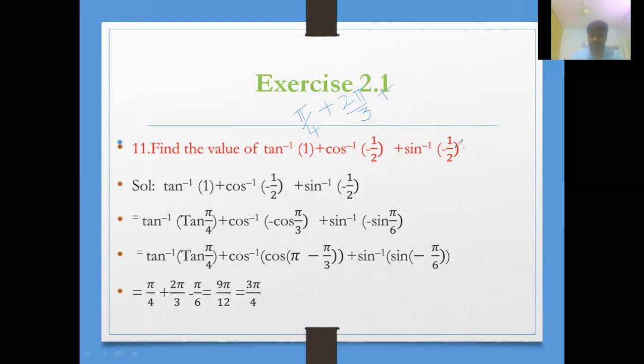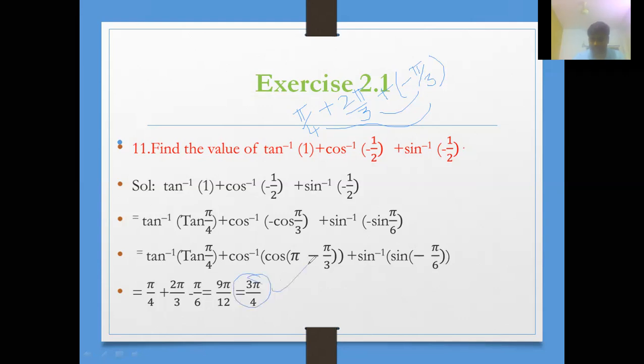Now sin inverse of minus 1 by 2. Minus 1 by 2 means minus 30. Can I write minus 30? Minus 30 is there in its range. Yes. So I can write minus pi by 3 for the last expression. Now tell me, what is the answer for this? See here, 2 pi by 3 minus pi by 3 is pi by 3. Finally, pi by 3 plus pi by 4. Pi by 3 is 60, pi by 4 is 45. 60 plus 45, what do you get? 105. 105 means 3 pi by 4.